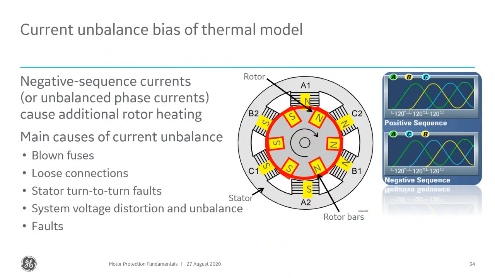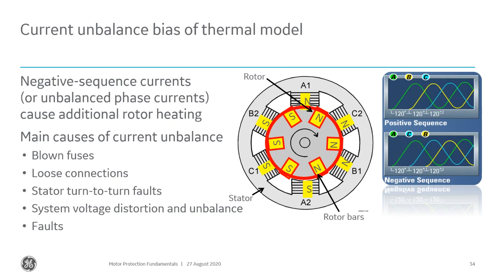So moving on now, a different part of the thermal model. Like I said earlier, the current unbalance will cause heating in your motor. So we bias that thermal model based on unbalanced current, negative sequence currents, or unbalanced phase currents, or how we measure that additional rotor heating. Causes of this current unbalance can be a single phase blown fuse, loose connections, stator turn-to-turn faults, system voltage distortion and unbalance, or just specific faults in the system.